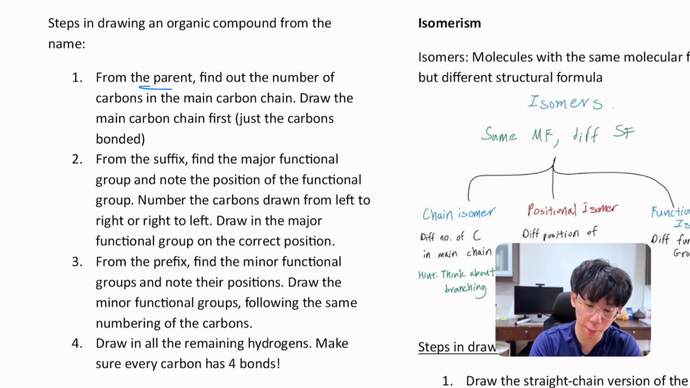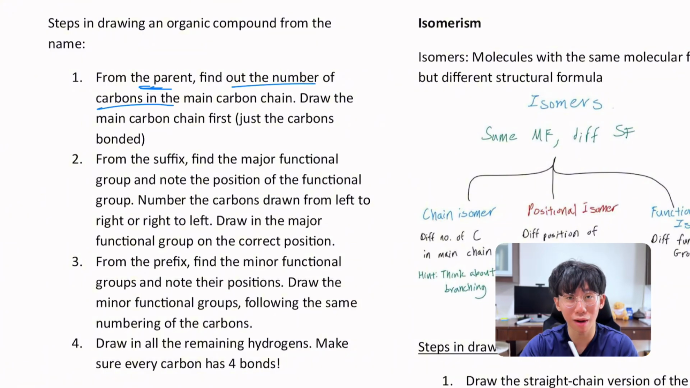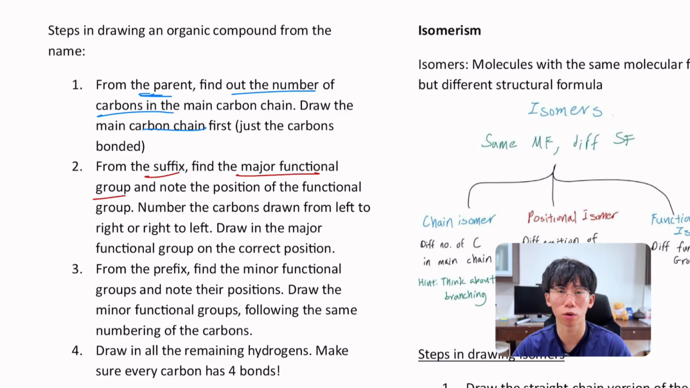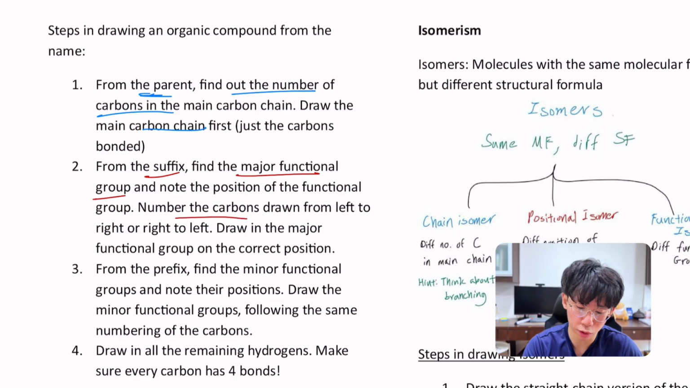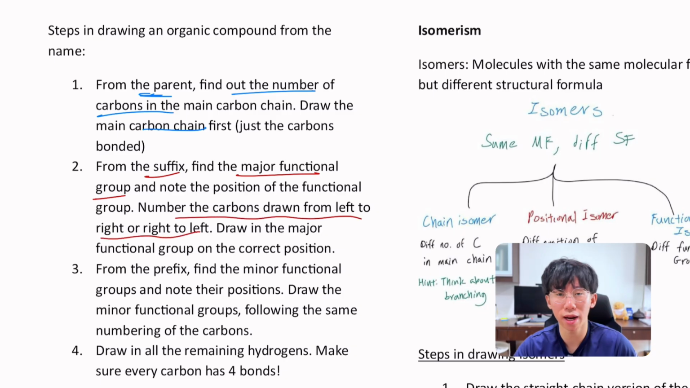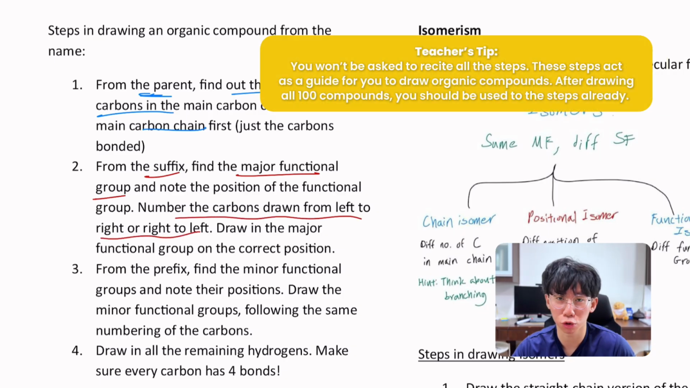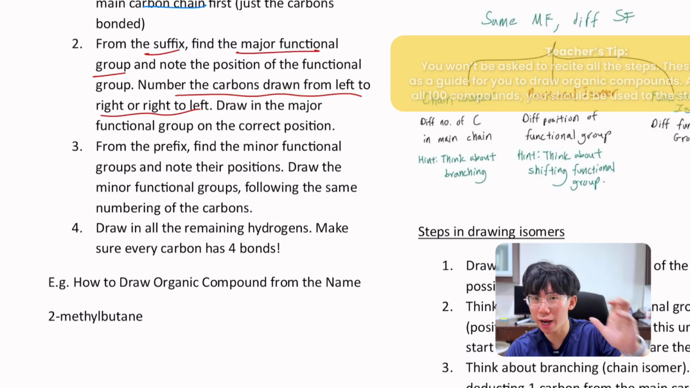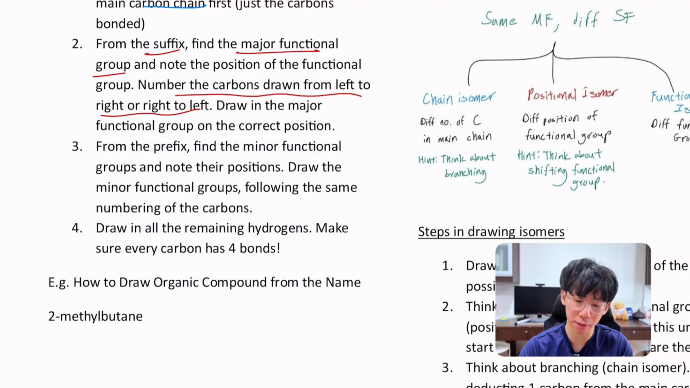Step 1, you want to look at the parent first and find out the number of carbons in the main carbon chain, and then you draw out the main carbon chain. Then, from the suffix, you will find the major functional group and note the position of the functional group. Yes, the suffix will tell you the position as well. There will usually be a number if it's important. So you number the carbons from left to right or right to left, and then you draw in the major functional group first. Next up, you want to, from the prefix, find the minor functional groups and their positions.